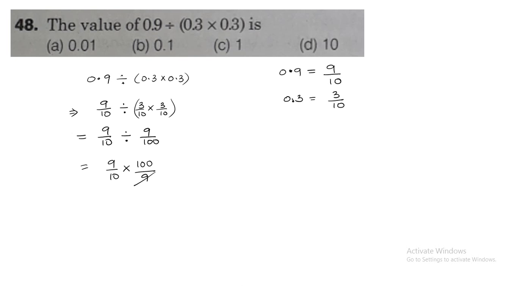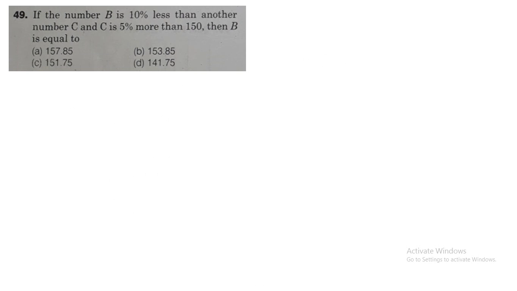So clearly 9 gets cancelled. Next 100 by 10. So this 10, in the 10 table, I can cancel it 10 times and 1 time. So clearly what I am going to get? 10 by 1. So 10 by 1 is equal to 10. So the answer is option D. See how simple it is. By converting the given decimal into fraction form, we can make it easy, right? Next, moving on to question number 49.